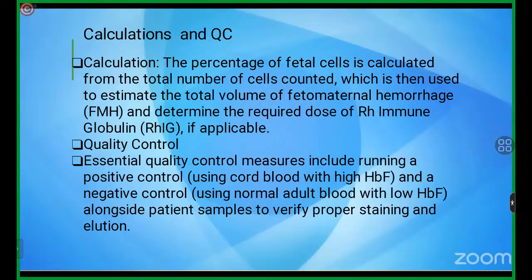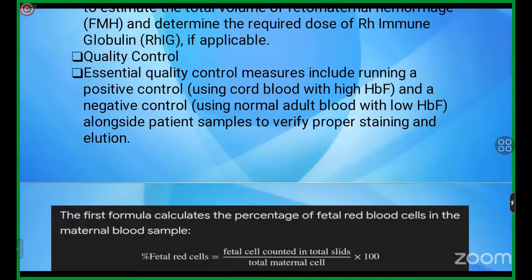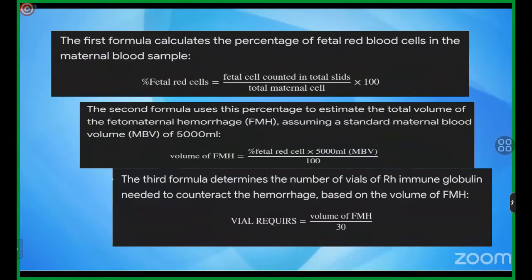So we have quality control procedures that you also have to incorporate. So essential quality control measures include running a positive control using cord blood with high hemoglobin F and a negative control using normal adult blood. So those are known positive and negative controls that can be used so that we are certain that the process that we are undertaking is accurate and reliable.